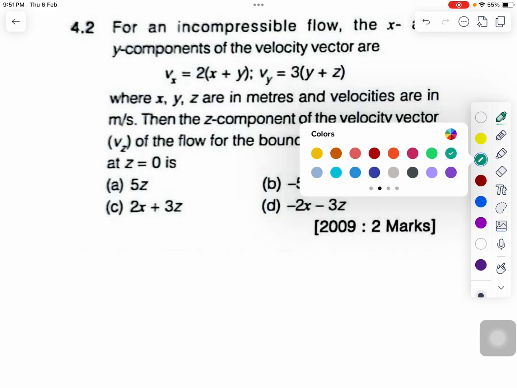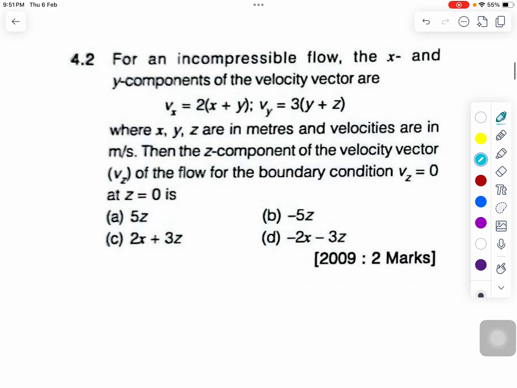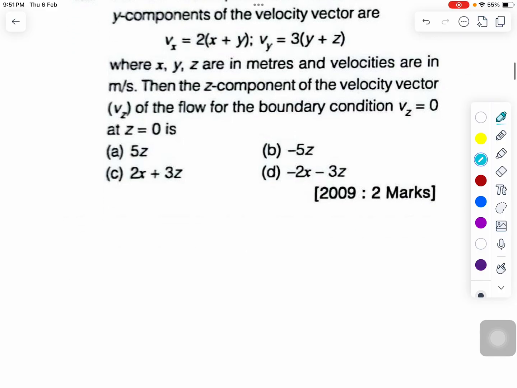The next question says that for an incompressible fluid, the x and y components of the velocity are given. So again, the x and y components of velocity are given. I am not going to write all of this data because I am just trying to help you understand how to solve it in the actual GATE paper. You don't have to write all of these things on the scribble pad. Then the z component of the velocity vector is to be found for the boundary condition vz equals 0 at z equals 0. So the boundary condition is also given to you.